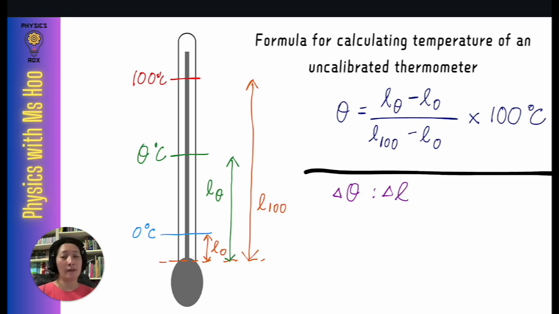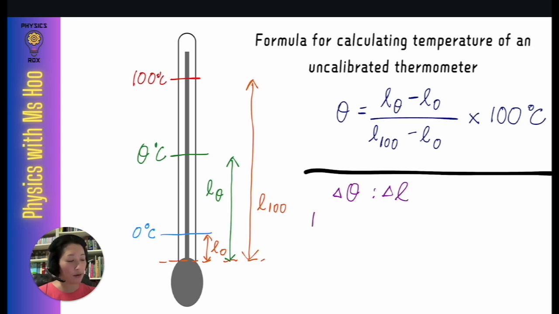Now, in order to obtain the value, we need to compare the unknown against the known. So let's start with the known first. Remember, we're going for the difference in value. The known value here is the difference between 100 and 0. So the difference between 100 and 0 degrees Celsius is 100 degrees Celsius.